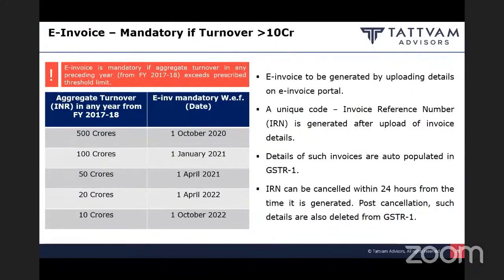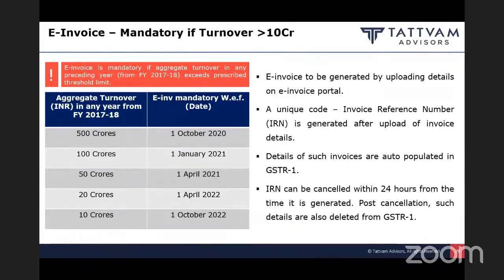Lastly, a very important amendment is related to the e-invoice. Now they have made it mandatory for taxpayers having aggregate turnover in any of the previous financial years more than 10 crore rupees, with effect from 1st October 2022. Earlier, it was 500 crore rupees from 1st October 2020, which has now reduced to 10 crore rupees from 1st October 2022. From the supplier's perspective, they have to check if their turnover in 2017-18, 2018-19, 2019-20, 2020-21, and 2021-22, any of the last 5 years, is more than 10 crore rupees; if yes, they have to implement e-invoicing.